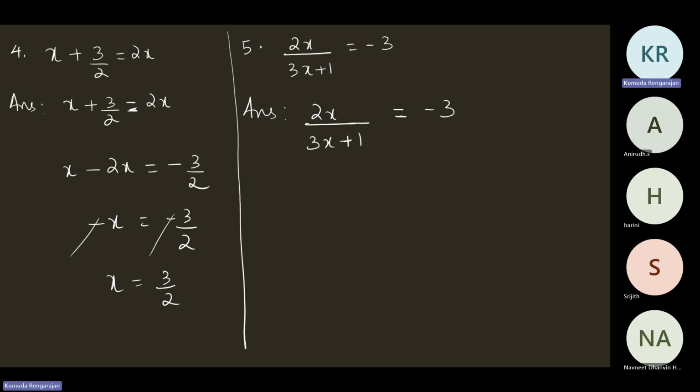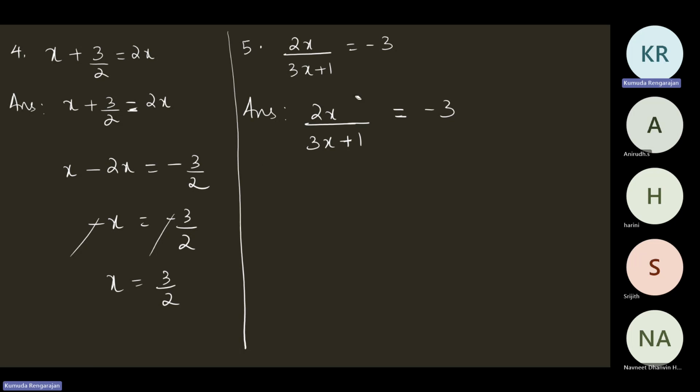Now, the left hand side and right hand side are completely simplified. We can't do anything further with this one, 2x by 3x plus 1. What can you do with that? Nothing. Minus 3, nothing. It's completely simplified. There's only one term on the left hand side and one term on the right hand side, and no further simplification is possible in the left hand side and the right hand side.